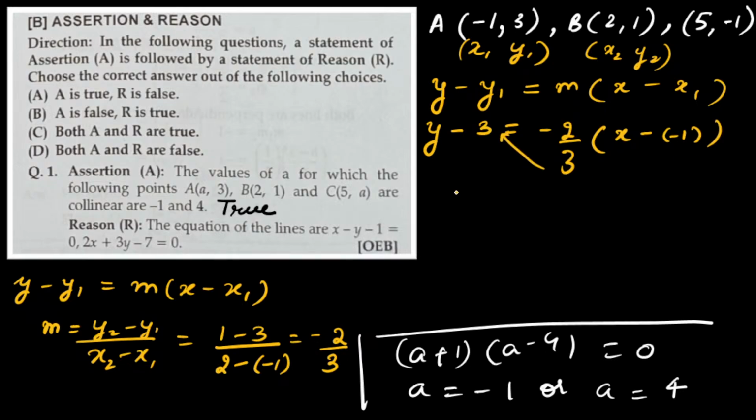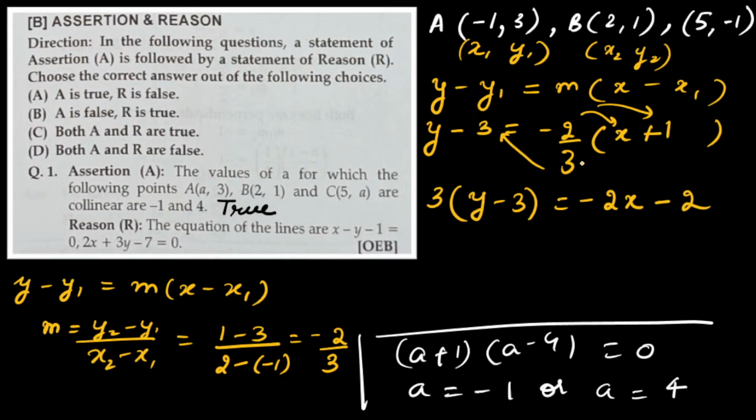Now let's shift this 3 to other side. If we are shifting 3 to other side, it will get multiplied. 3 into y minus 3 is equals to, here minus will become plus. So inside we will get x plus 1. So minus 2 we will multiply. Minus 2 with x is minus 2x. Minus 2 into 1 is minus 2. Whenever minus is outside the bracket, we have to change the inner signs. Just remember, here also I will do bracket multiplication. So 3y minus 3 into 3 is 9 is equals to minus 2x minus 2.